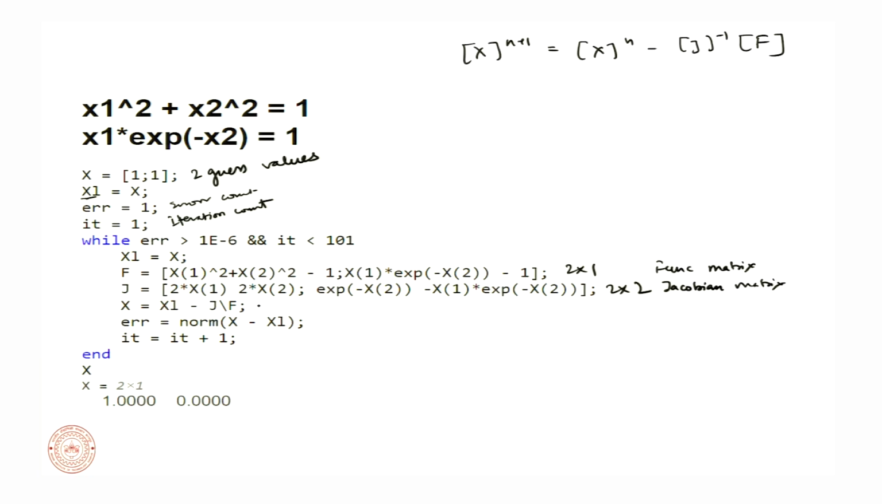Then you use this formula. In MATLAB, backslash is the inverse of J: x equals x of n minus J backslash F. We have taken the norm of the error and then we are iterating. So this problem is iterated, and then this is our converged solution. If you put 1 here and 0 here, that becomes equal to 1. If you put 1 here and exponential of 0 is 1, you again get 1. So you will get an output that will be your converged solution after a certain number of iterations.